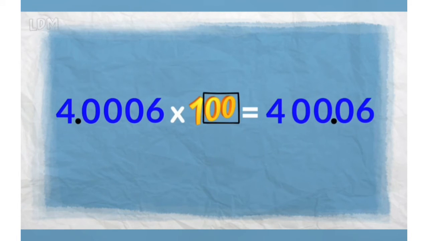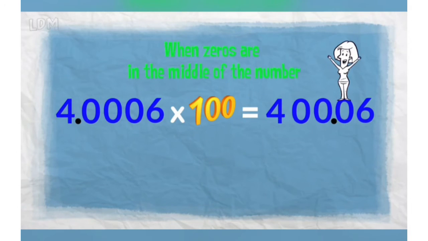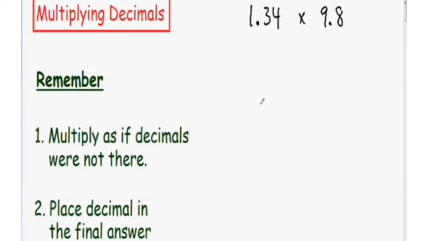Now look at this. Multiply by 100. This is the position of the decimal point. So it's going to be 400.06. We cannot throw these zeros away because they are important. Right? Now let's look at something else. How to multiply decimals.